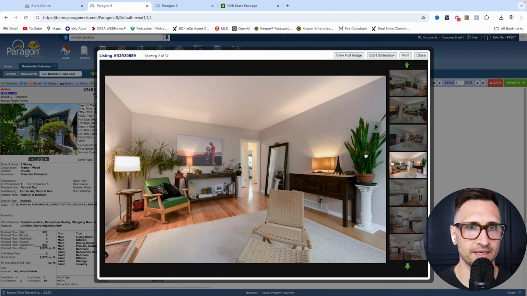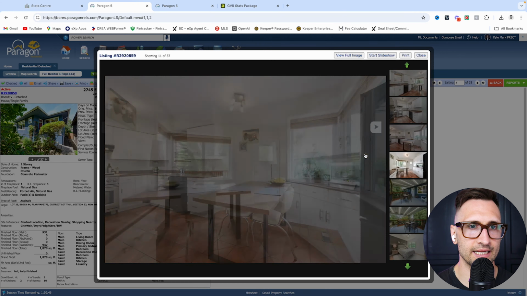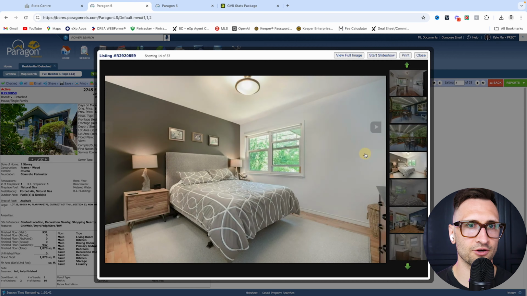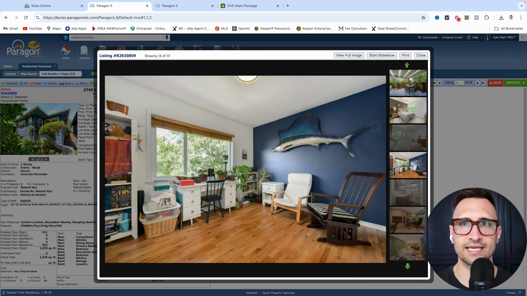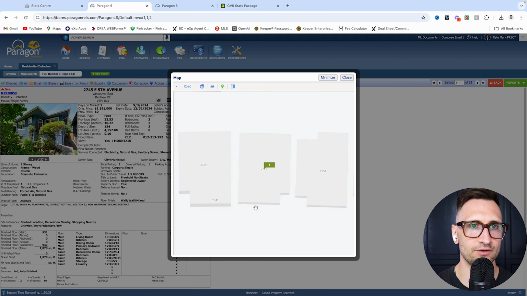It looks like it's been maintained quite well. It does definitely need some updating, but this is a good indication for you. It's got a nice patio. What you can get for that $1.9 million mark. Like I said, this one's located in Renfrew.